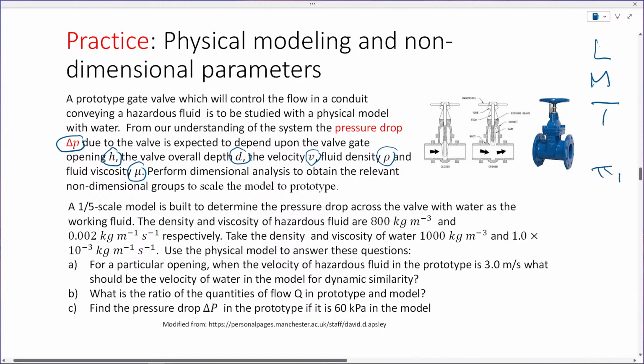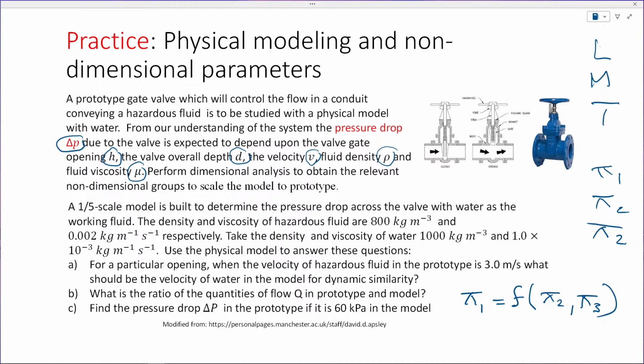We are expecting to get pi 1, pi 2, and pi 3. So the final result is that pi 1, our dependent variable, would be a function of pi 2 and pi 3, which we don't know yet. Again, how did we know this? Because we have 3 dimensions and 6 parameters, this gives us 3 non-dimensional parameters. In the previous problem, we only had 5 parameters and 3 dimensions, and that's why we only had pi 1 and pi 2. But now we have an extra parameter. If we had 7 parameters, then we would have pi 1, pi 2, pi 3, and pi 4, and so on.